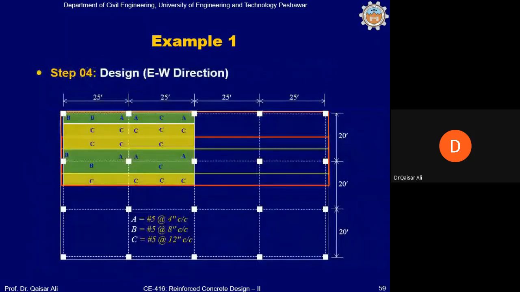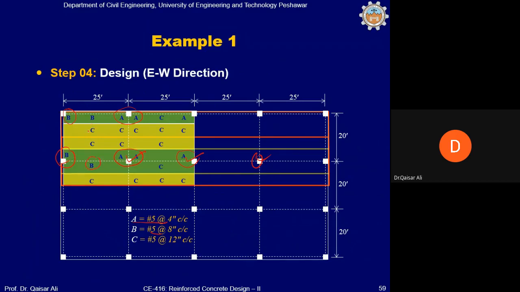So finally, if you look at this east-west direction design, we have area of steel number 5 at the rate of 4 inch in this location, as well as here number 5 at the rate of 4 inch. Okay, at the exterior negative bending moment is number 5 at the rate of 8 inch because it is B. For positive bending moments here, if you remember, the bending moment was around 16. So number 5 at the rate of 8 inch center to center is enough for this.